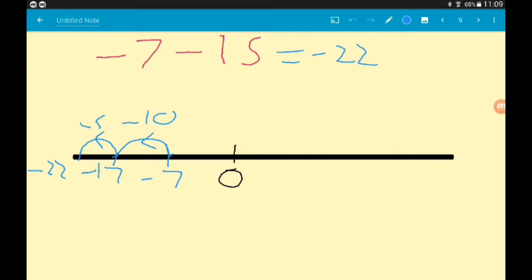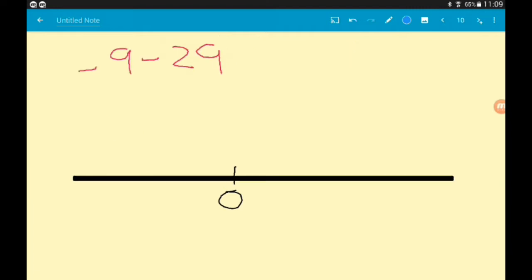Okay, let's do one more like that. Minus 9, minus 29. So again, we're starting in negative number land. Now, there are a few ways we can think about this. Minus 29 is incredibly close to minus 30. So let's subtract 30.